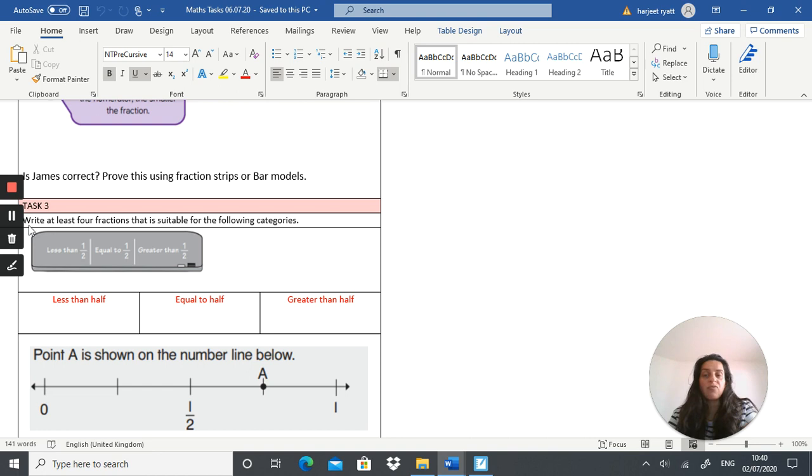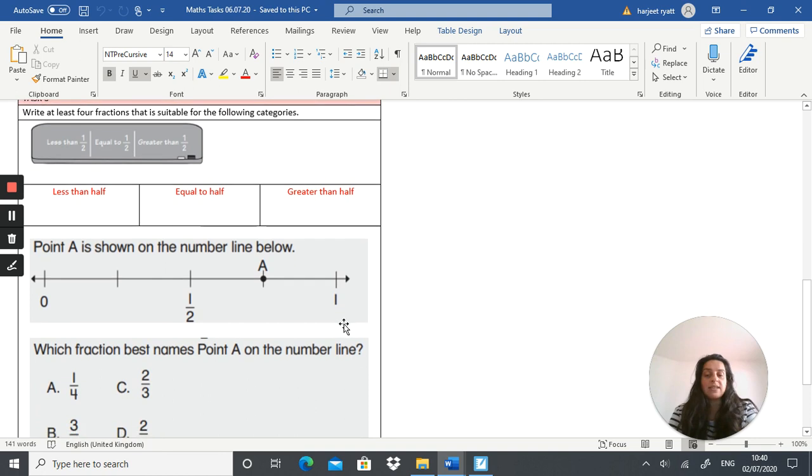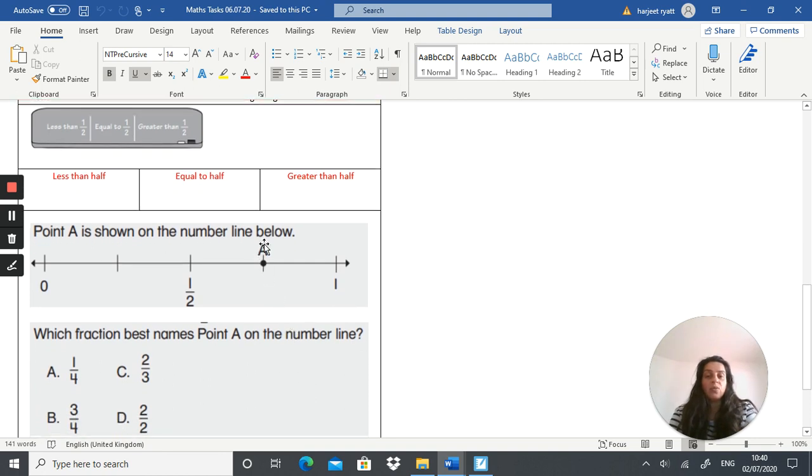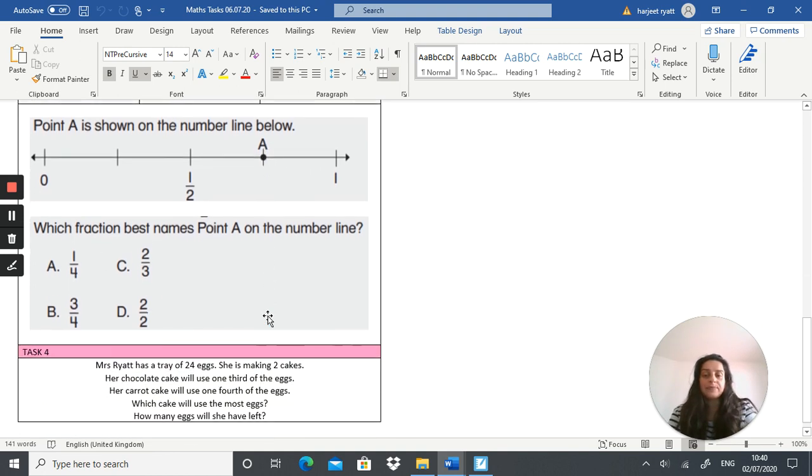Task 3 is saying write at least 4 fractions that are suitable for the following categories. So 4 fractions that are less than a half, 4 fractions which are equal to a half, think back to equivalent fractions, and 4 fractions that are greater than a half. And then following on from that, it's asking you which fraction from these 4 options should go at point A. So have a look at these 4 fractions. Which one do you think will go at point A?